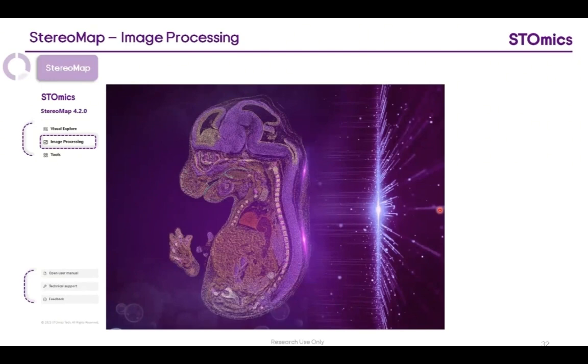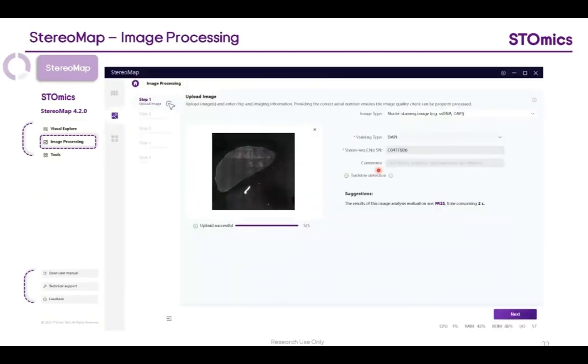Now let's look at the image processing module, which you use when SW automatic processing needs manual adjustment. The image processing module involves a step-by-step process. First, you need to input the image you want to adjust and provide relevant information. Once that's done, click the Next button here.